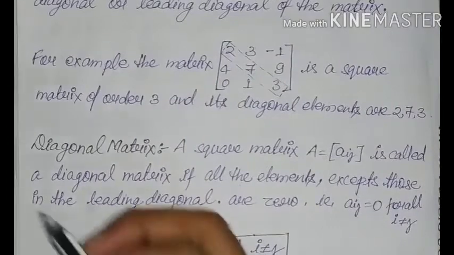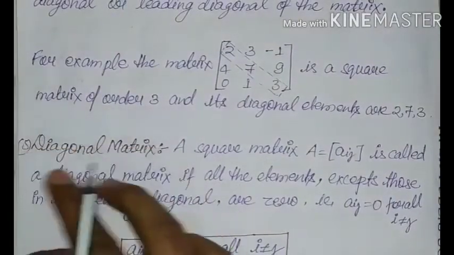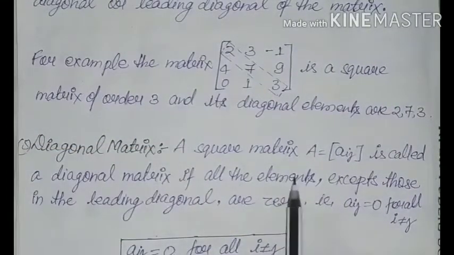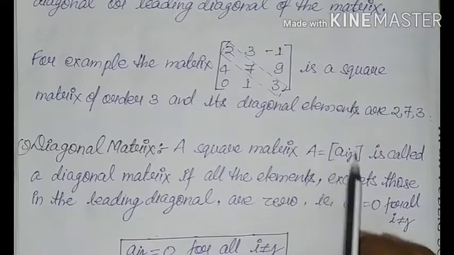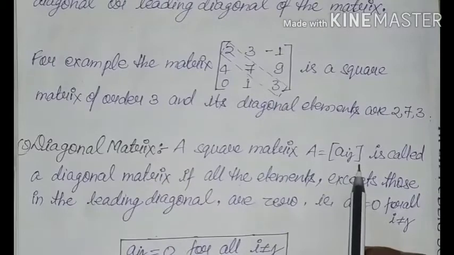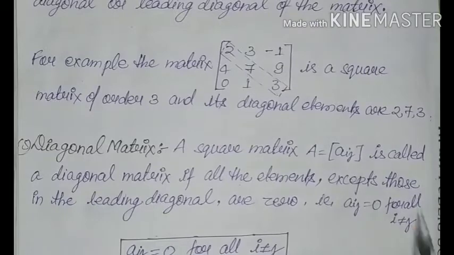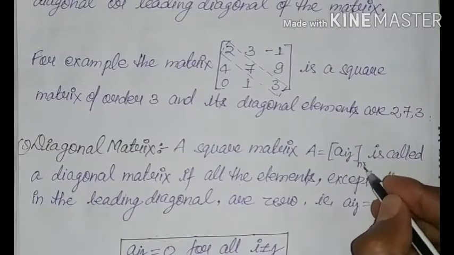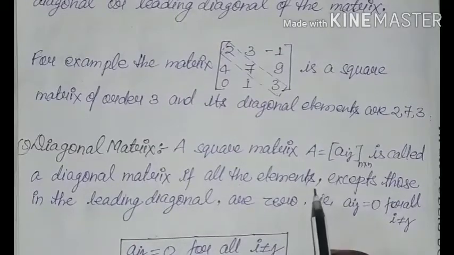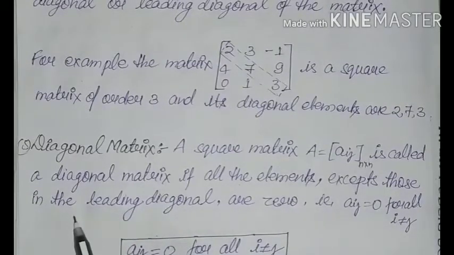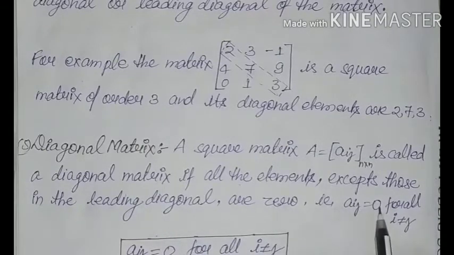It's our fifth type, the diagonal matrix. A square matrix A equals Aij, and since it's a square matrix, its order will be n, with the same number of rows and columns. A square matrix of order n by n is called a diagonal matrix if all the elements except those in the leading diagonal are 0, that is Aij equals 0 for all i not equal to j.